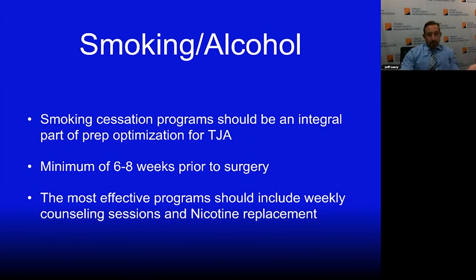Smoking cessation programs really should be an integral part of a pre-op program for any place that's doing a high volume of joint. Recommendations are really that it should start 6 to 8 weeks at minimum prior to surgery, so the effect of the cessation can actually be seen from a physiologic standpoint. The most effective programs should include weekly counseling sessions as well as a nicotine replacement program. These have been shown to be the most effective way for long-term cessation.